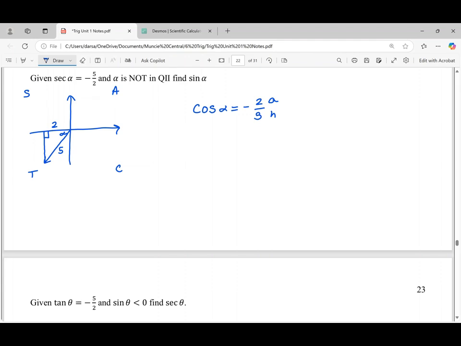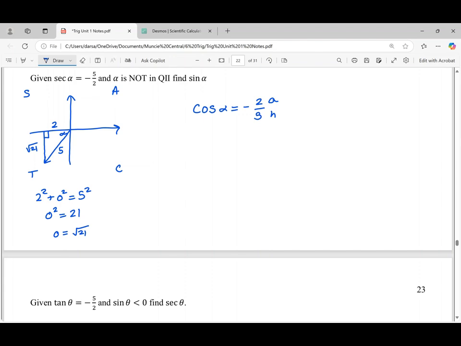And we can use our favorite theorem, Pythagorean theorem, to find the missing side. So 2 squared plus the opposite squared is equal to 5 squared. So opposite squared is equal to 25 minus 4, or 21. So the opposite side must be the square root of 21.